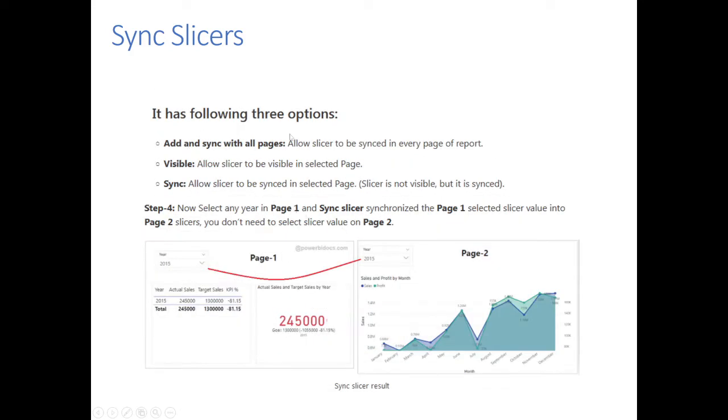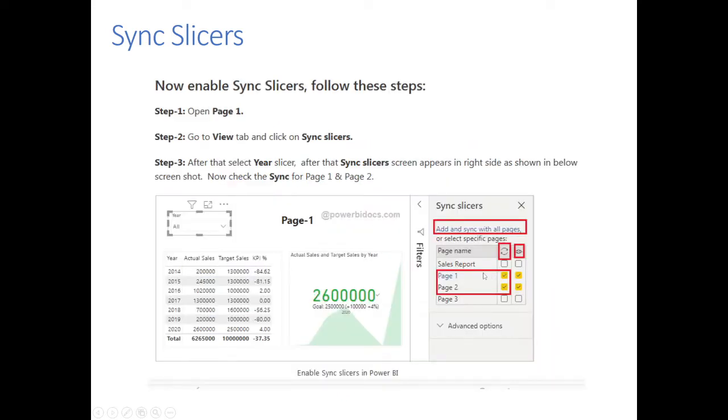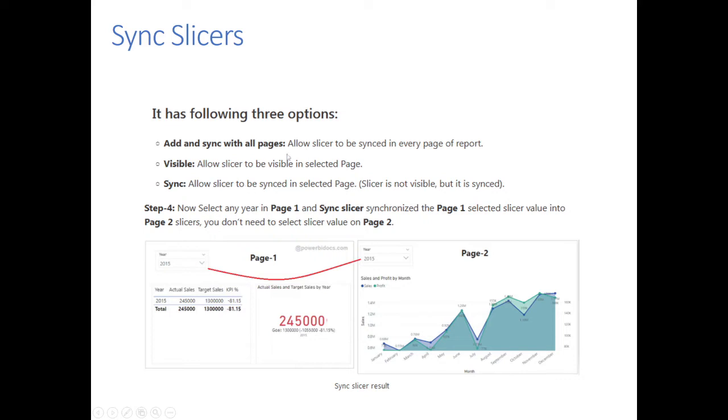It has the following 3 options. Add sync with all the pages, so we can add sync with all the pages, or we can just specify the page here. Visible allows the slicer to be visible in the selected page. Sync allows the slicer to be synced in the selected page.